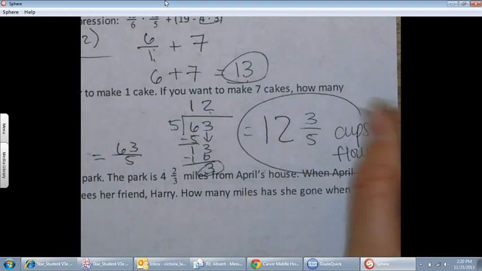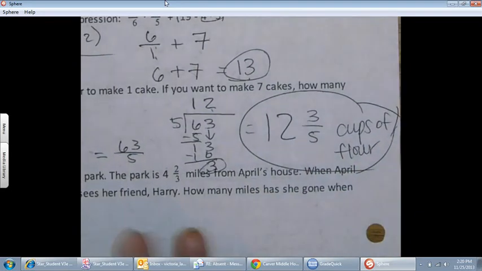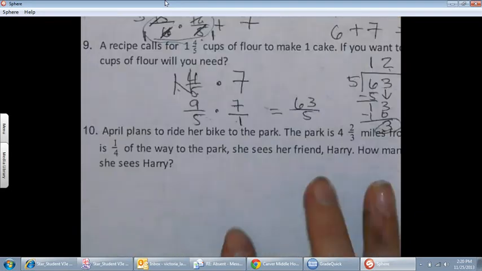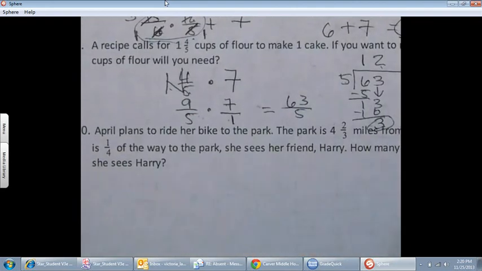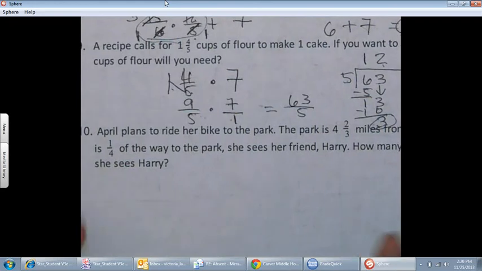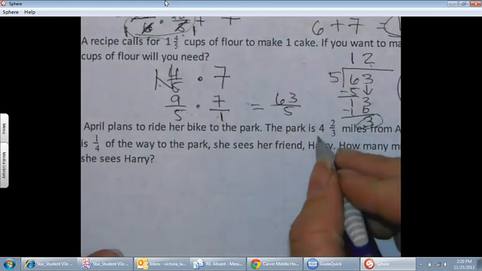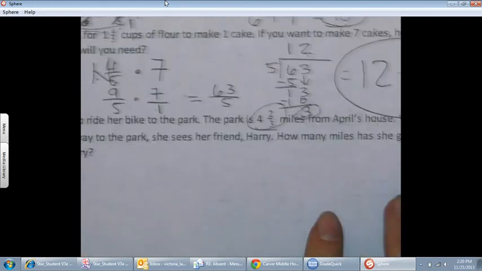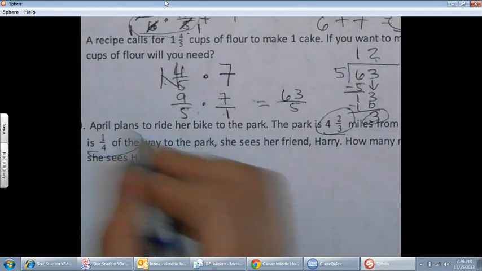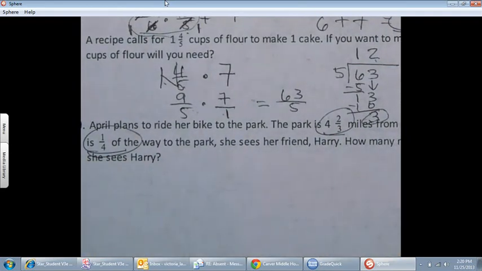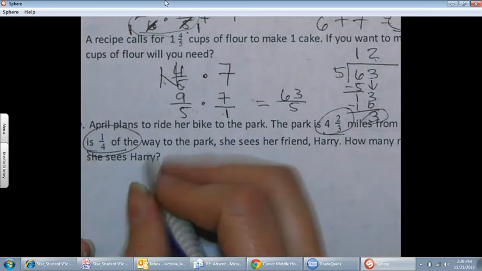Okay? And then the last one says that April plans to ride her bike to the park. The park is 4 2/3 miles from April's house. When April is 1/4 of the way to the park, she sees her friend Harry. How many miles has she gone when she sees Harry? So we're going to have to do 4 2/3 times 1/4.